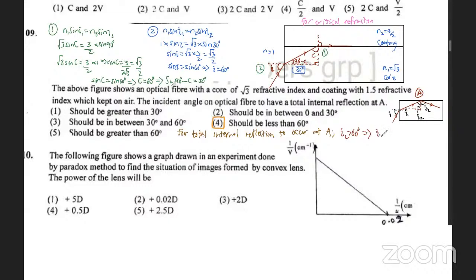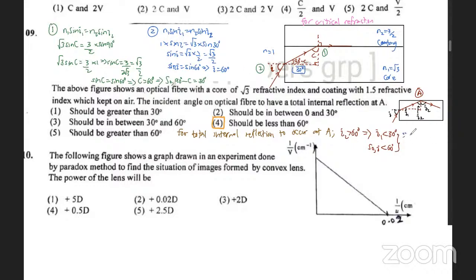What about I1 then? I1 must be less than 30. If this is greater than 60, that means when this becomes 70, this becomes 20 now, people. I1 is less than 30, and so I must be less than 60. Why? How did I write this way?